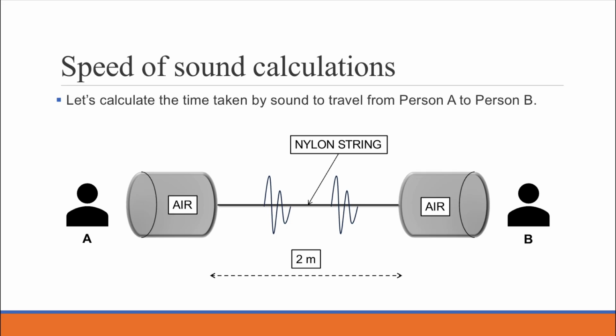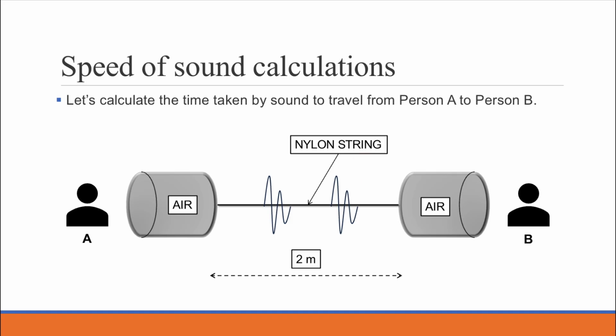Let's calculate the time taken by sound to travel from person A to person B. Let's say they are separated by a distance of 2 meters and they're using a tin can telephone. The material of the string is nylon. We're assuming that because the material properties are readily available, such as Young's modulus, Poisson's ratio, and density.